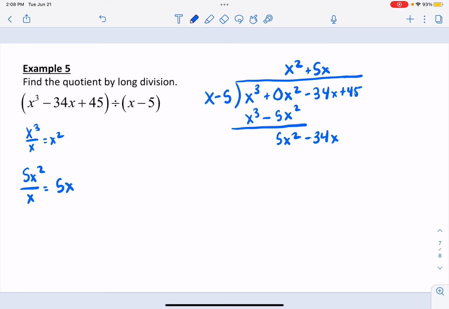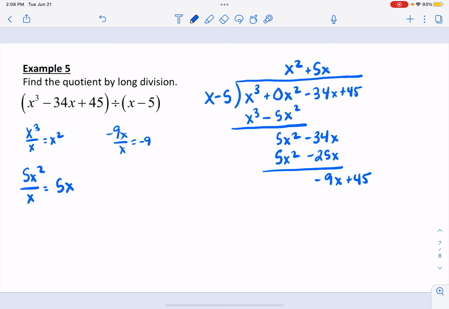5x times x, 5x squared, 5x times negative 5 is negative 25x. So I have a negative 34. Because remember, I'm subtracting here. So 5x squared minus 5x squared, that's 0. That's what should happen. So then we have negative 34 minus a negative 25. That's a negative 9x. And we bring down the 45. So negative 9x divided by x. That simplifies to be a negative 9.